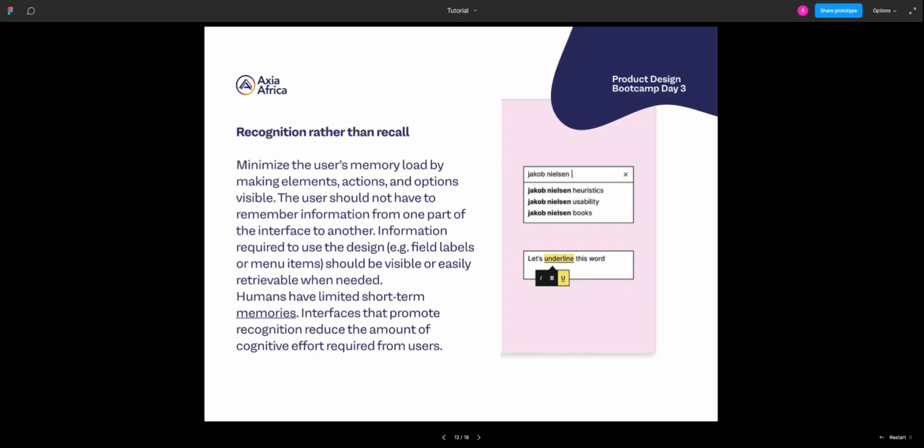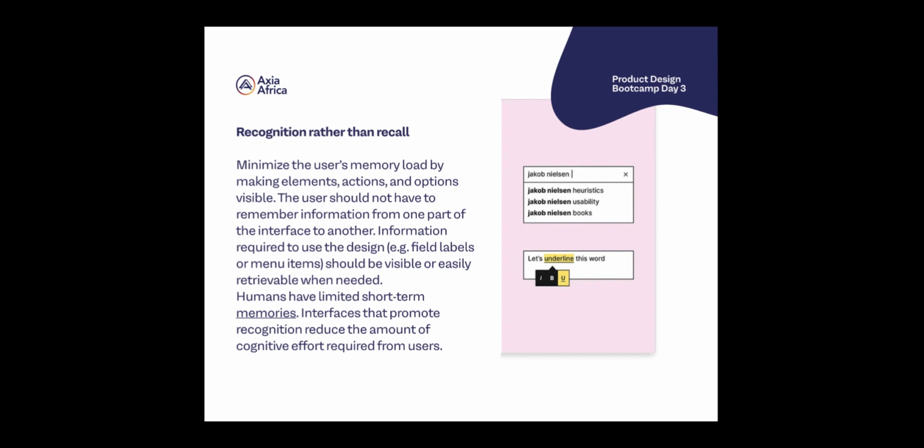Now, recognition rather than recall. Microsoft Word makes use of this. The moment you highlight something, it gives you options as to whether it should be in italics, bold, or underlined. Another example is Google search. The moment you type B on Google search, most of the things that you have searched for previously that start with letter B would be recommended. Why? Because they want you to recognize instead of trying to recall.